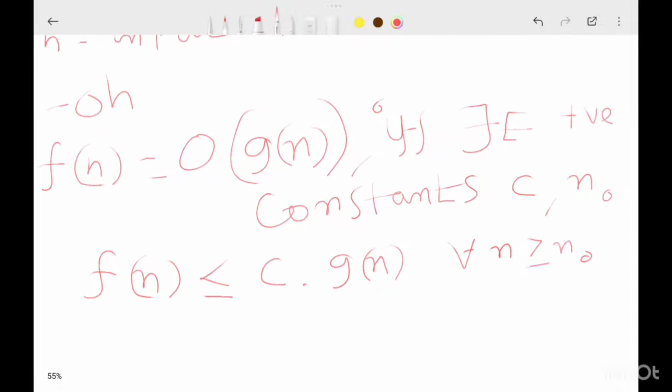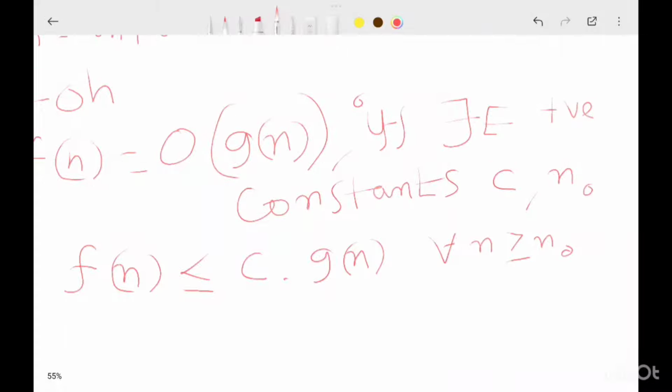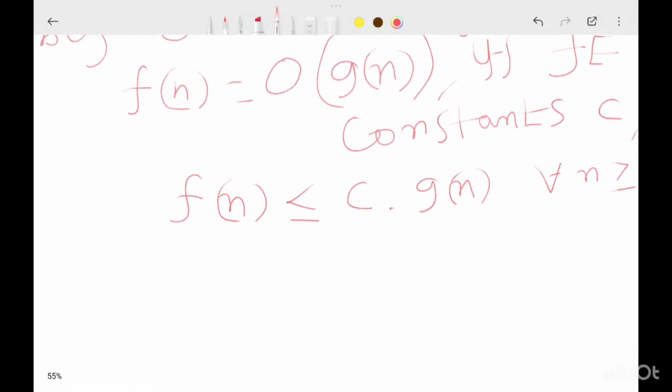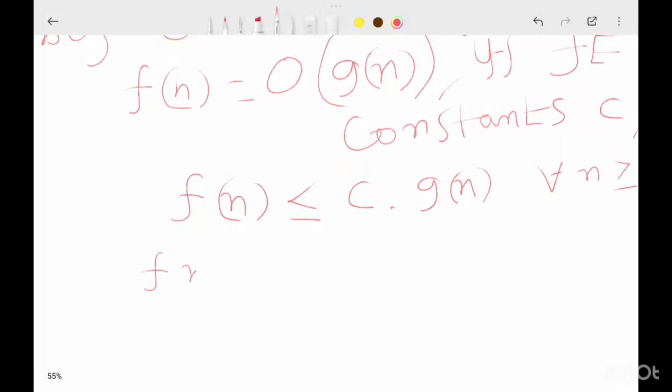So we have to find a positive value n0, and for all values of n greater than or equal to n0, this condition should be satisfied. In such a way we need to find a function g of n. That means f of n should be less than or equal to c times g of n. I will explain this with one simple function. Suppose you have a function f of n equal to 2n plus 3. Now we need to find the constant c and another function g of n.